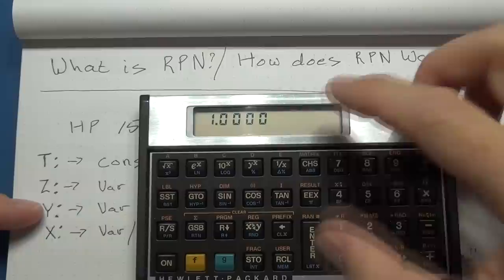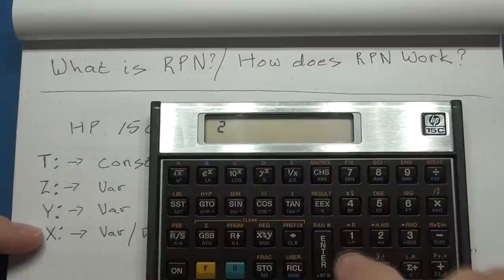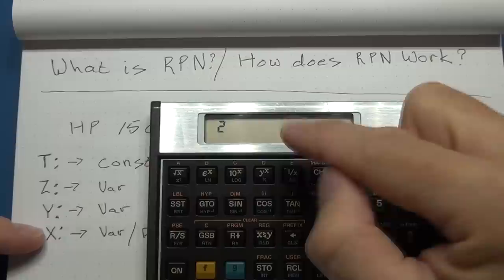So just remember that whatever is displayed on the screen is always in X. So now that one is in two places. It's in both X and Y. Now if I enter two, I've actually got two in X and one in Y. And I'll push enter. Now it's shifted everything up.